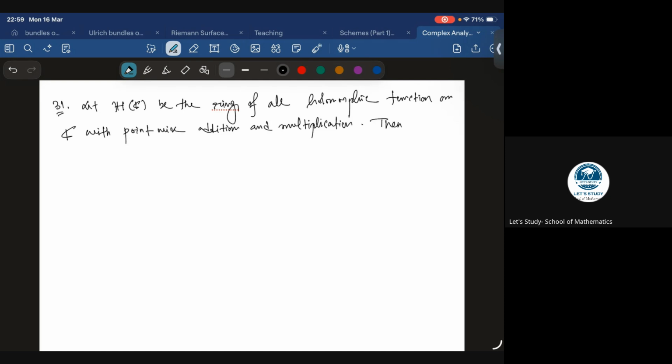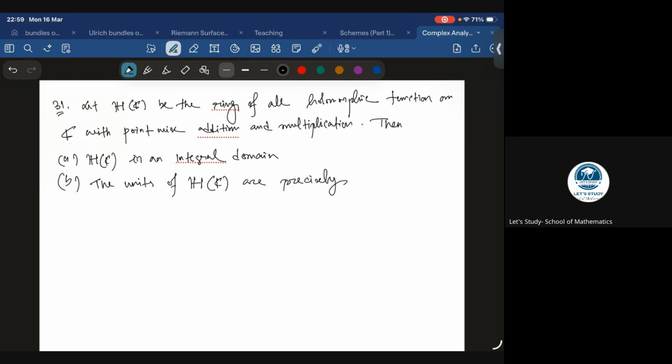Then A, HC is an integral domain. B, the units of HC are precisely the nowhere vanishing functions, that is, a unit in this ring.